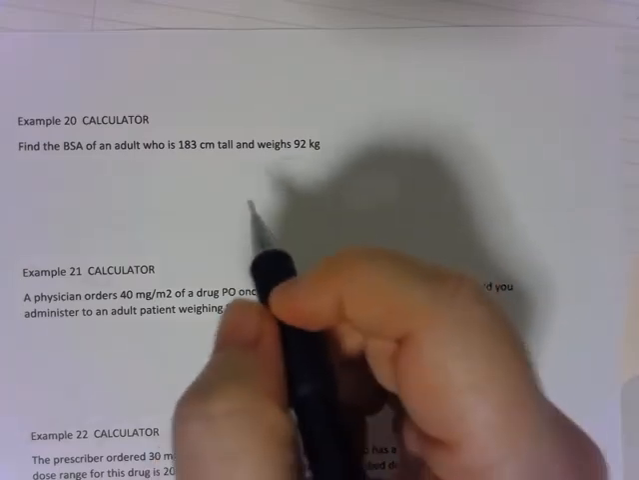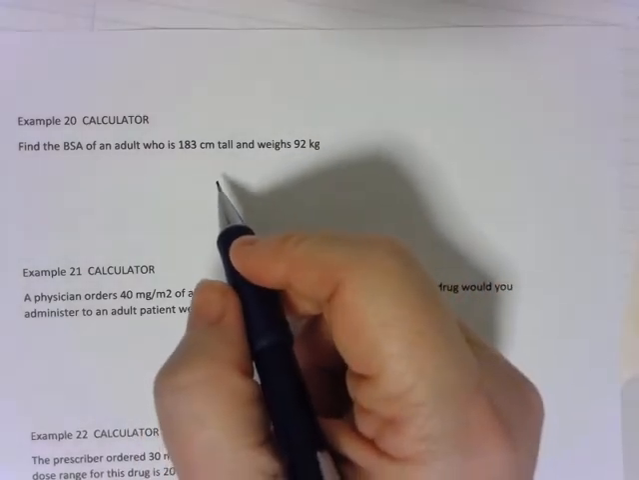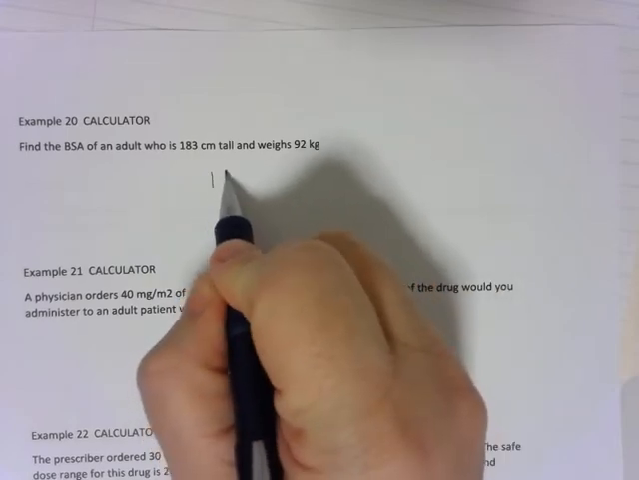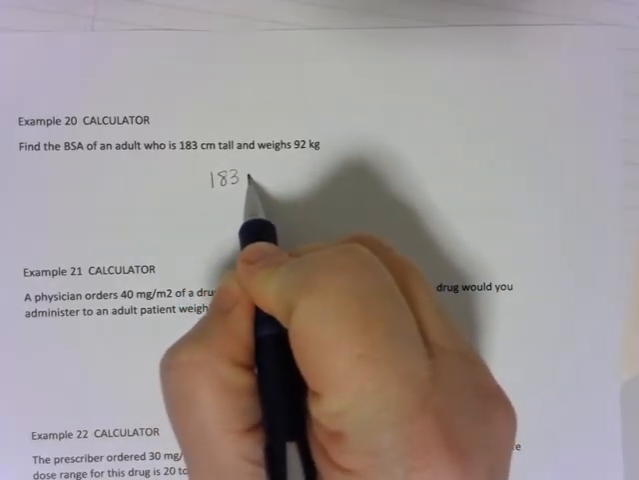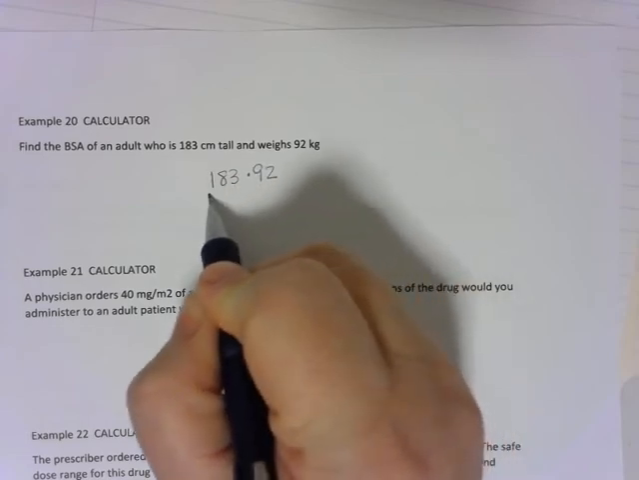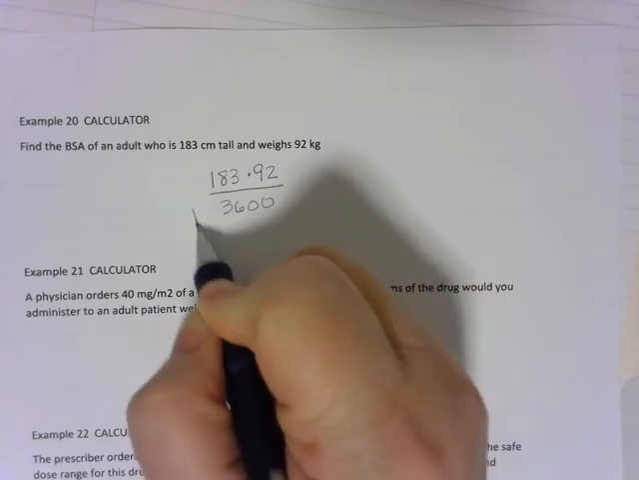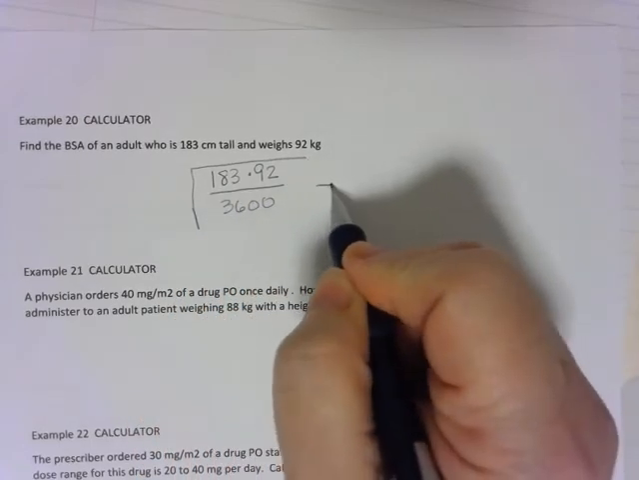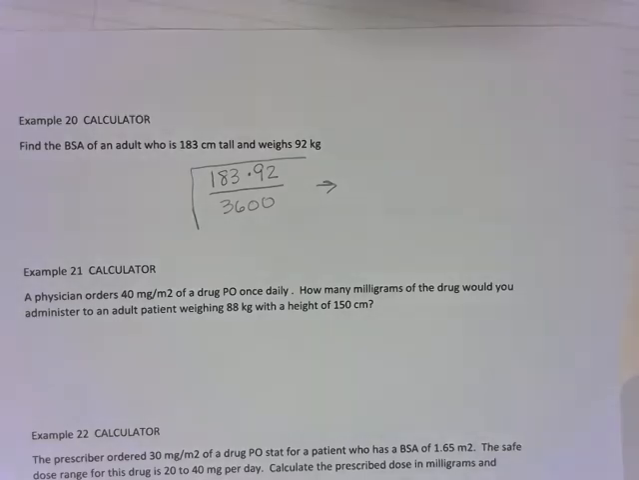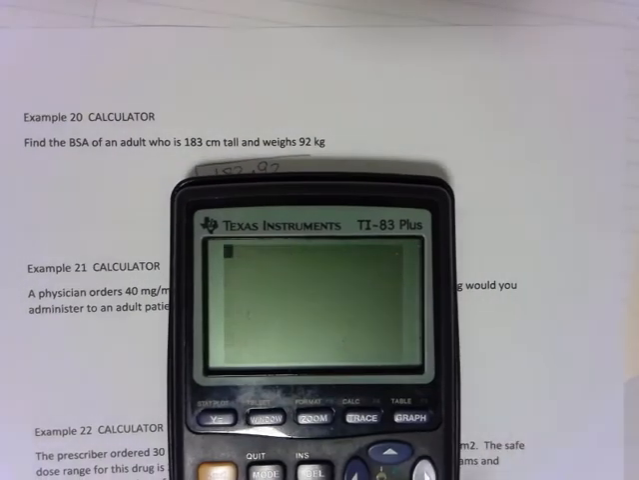This is in centimeters, so we're using the other formula. So we're taking 183 centimeters times 92 kilograms divided by 3600. Take the square root of that. And again, I'm taking 183 times 92, dividing that by 3600, and taking the square root of that number.